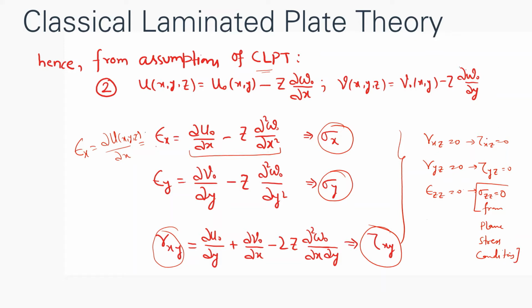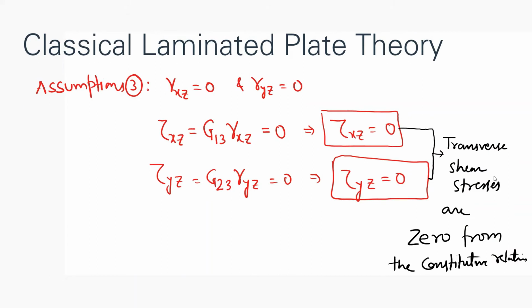These are 0 from the constitutive relations, that tau xz is G of gamma xz. Gamma xz is 0, so therefore it would be 0. Gamma yz is 0, so this would be 0. But here epsilon zz equals 0, yet sigma zz can't be 0 due to the Poisson's effect, it will have some values, but from the plane stress conditions sigma zz is 0. So that is shown here, what we have just discussed in the last slide, tau xz is given as G of gamma xz and so on. So transverse shear stresses are 0 from the constitutive relations.